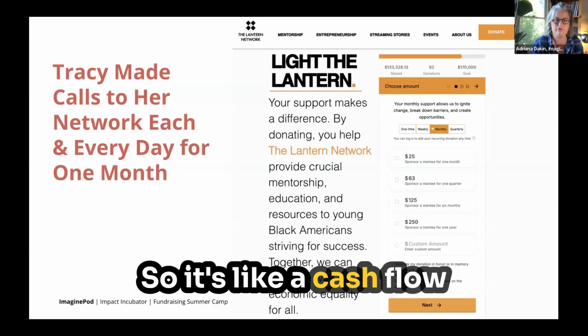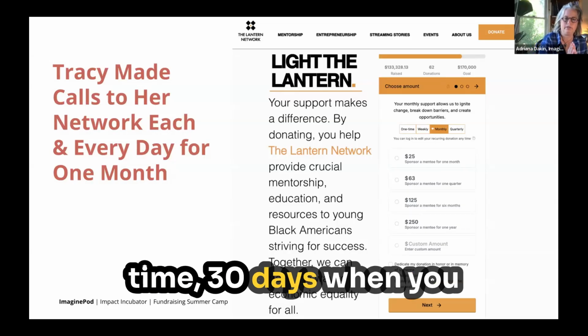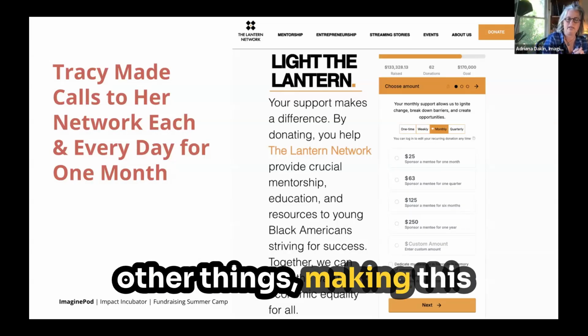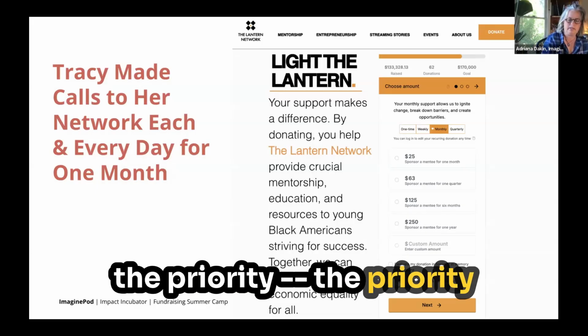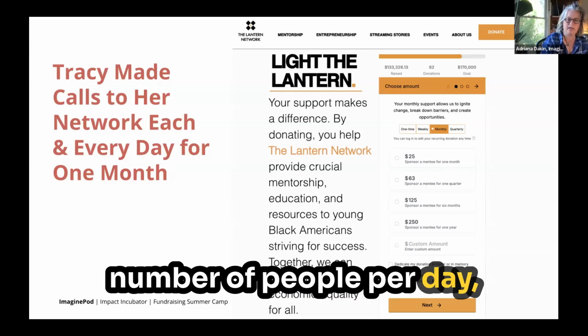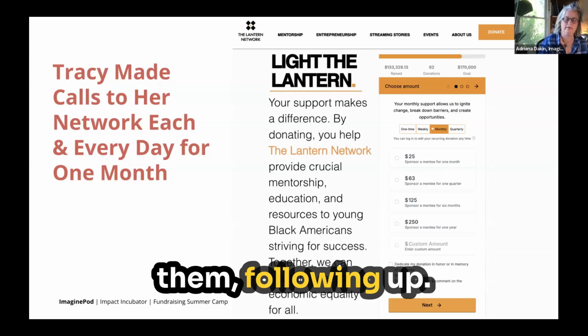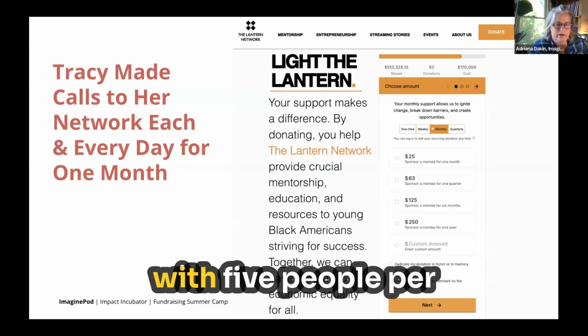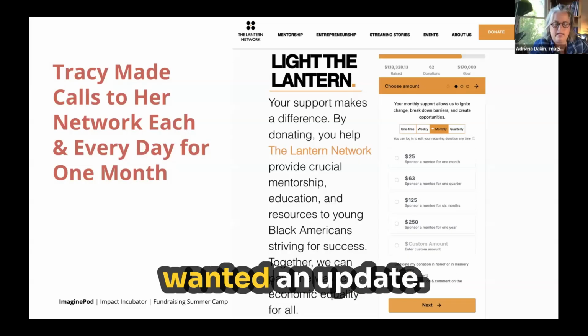So it's like a cash flow time, 30 days when you are just putting aside other things, making this the priority that it really needs to be, and calling a certain number of people per day, emailing them, texting them, following up. She was able to talk with 5 people per day because everyone wanted an update.